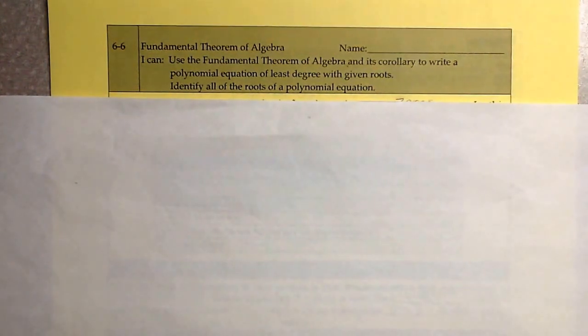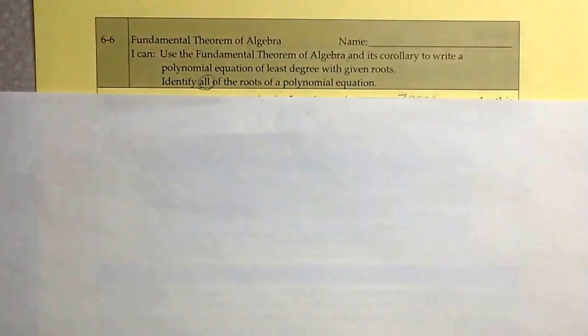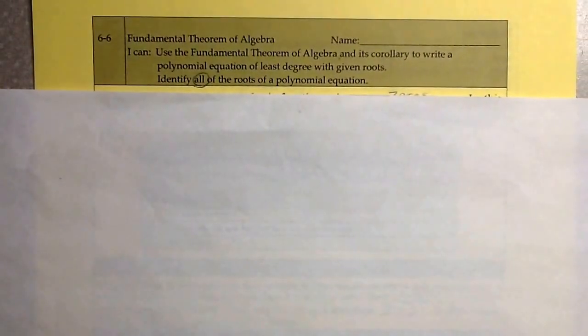In section 6.5, you had to identify real roots of polynomial equations. And in section 6.6, it's going to be very similar, but you're going to see the word all, which means you're going to be talking about rational, irrational, and complex roots. So you're going to be dealing with i again.